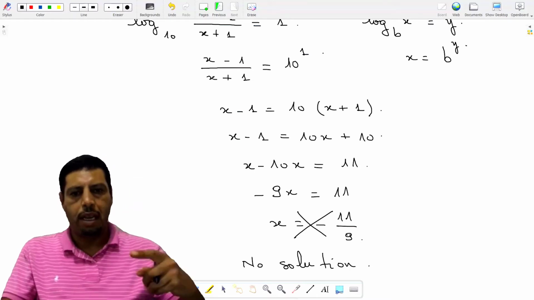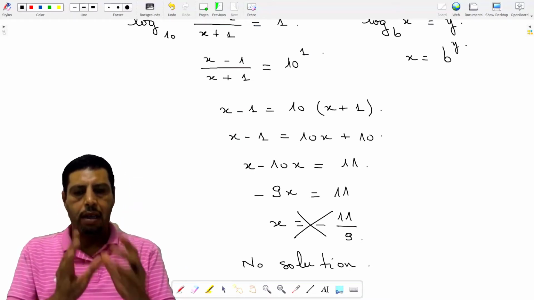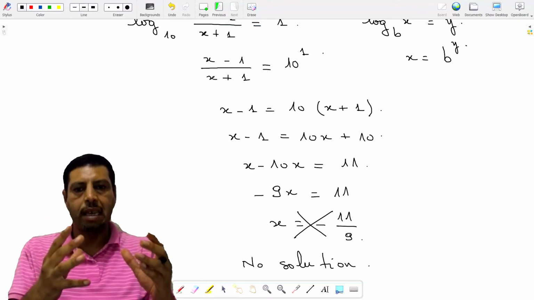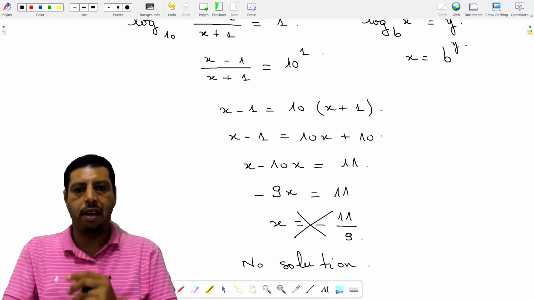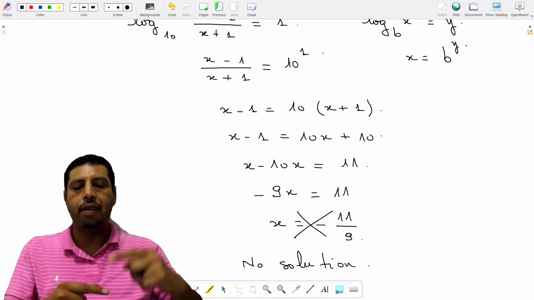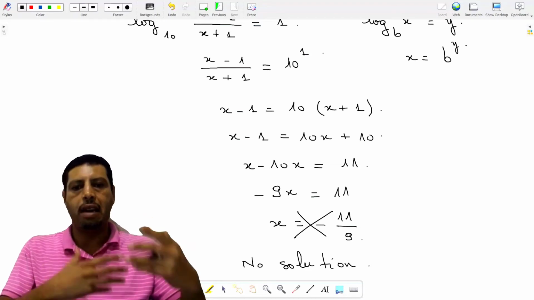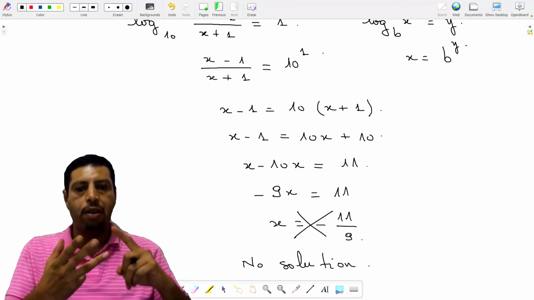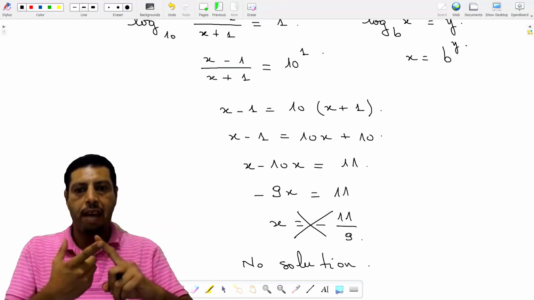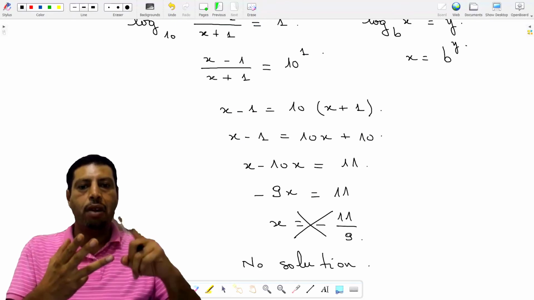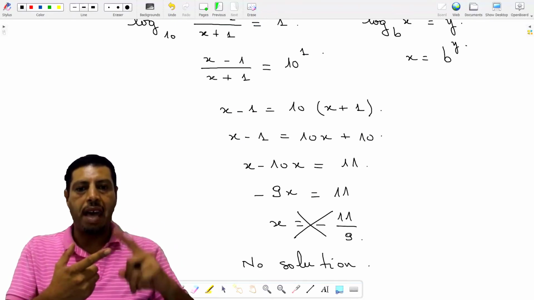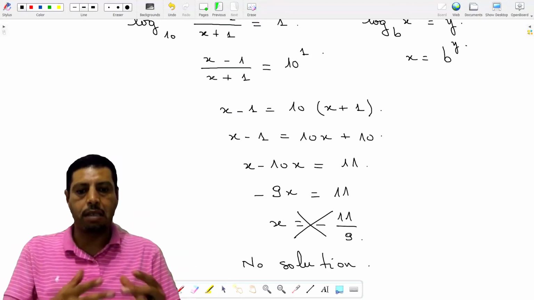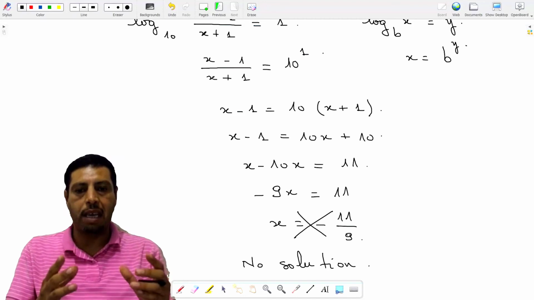Okay, so let's repeat. First of all, determine your domain, set a condition on x by checking the argument of the logarithm. Then try to solve your logarithmic equation using the logarithmic properties. Log of a plus log of b is equal to log a times b. Log of a minus log b is equal to log a over b. And log of x to the power of p is equal to p log of x.